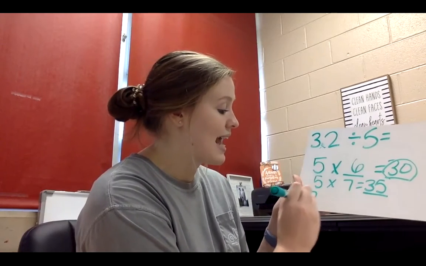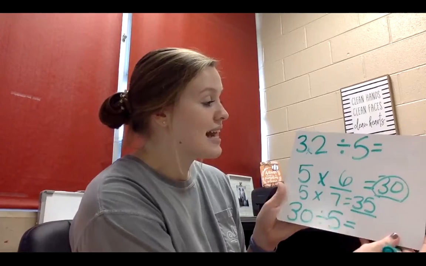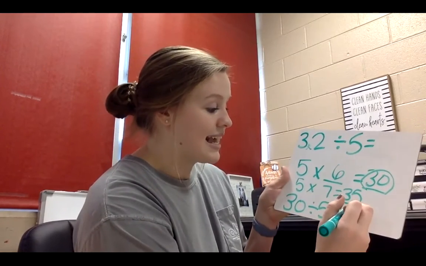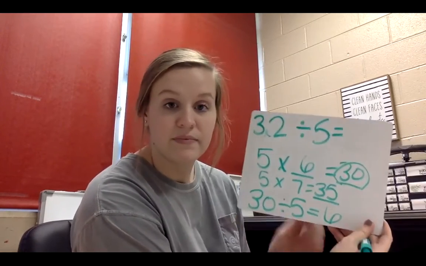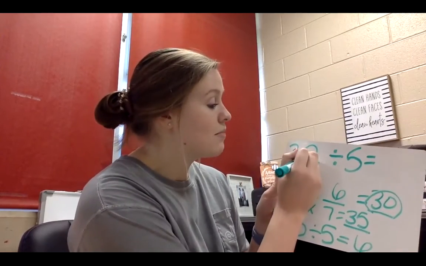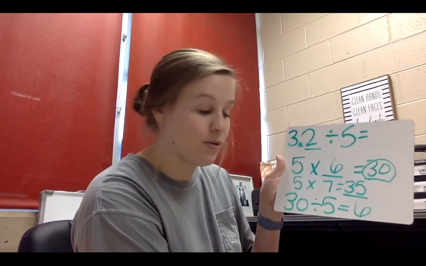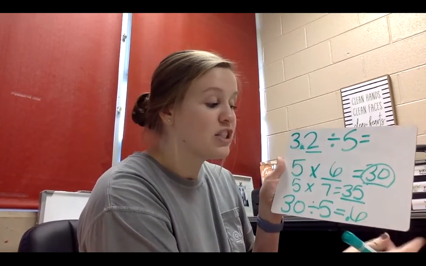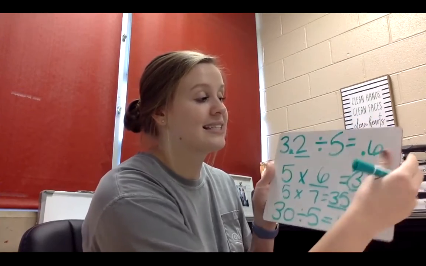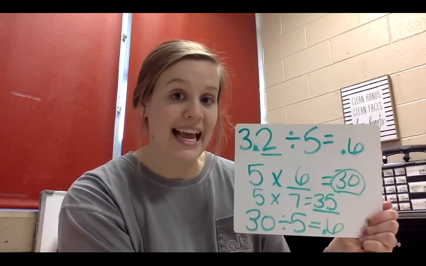So I'm going to say 30 divided by 5, and then I'm going to remember that I said 5 times 6 equals 30, and now is when I need to look back at that decimal. How many places did I have behind the decimal? 1. So how many places do I need behind the decimal in my answer? 1. So my estimate is going to be 0.6. That means my answer should be around 0.6.